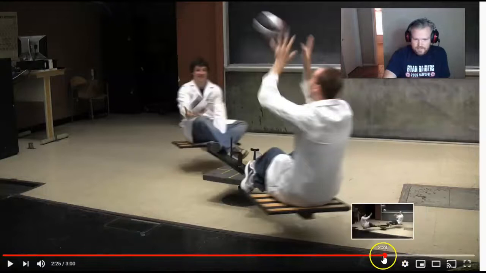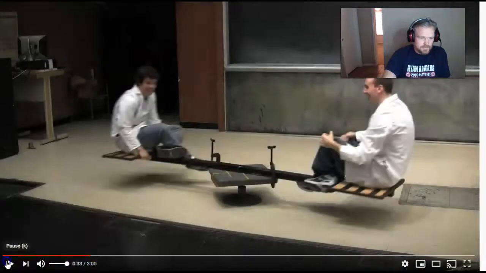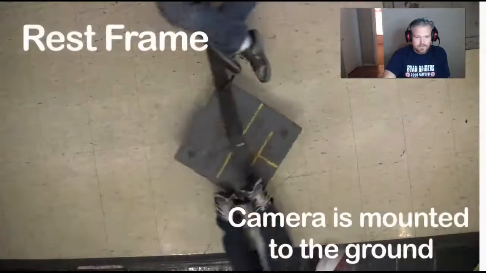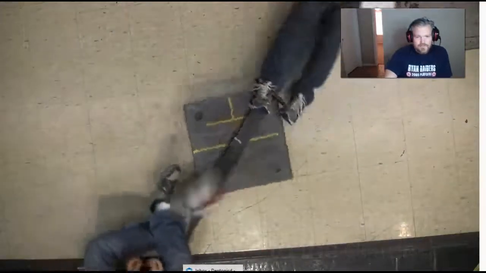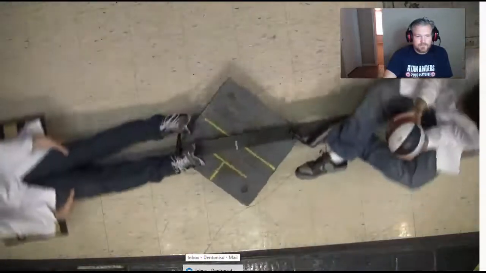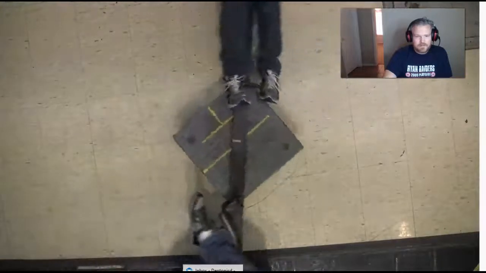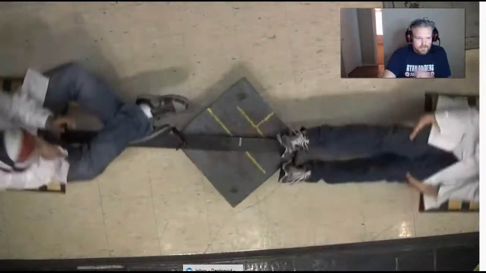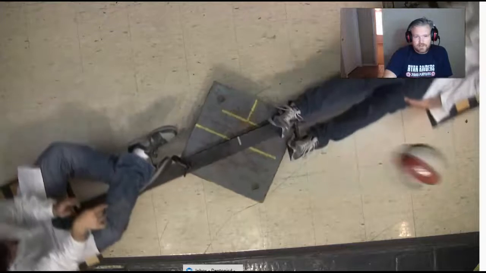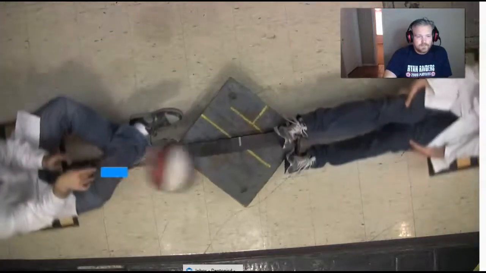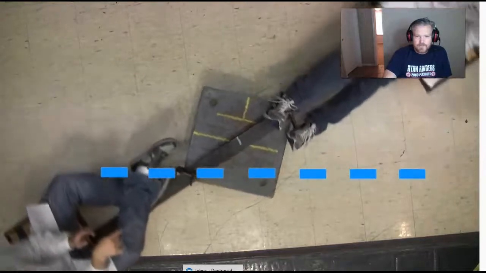This is some dudes at MIT that built their own rotating platform. And so they basically are going to toss the ball around. So let's look at it real quick because they show you the other one. These guys are going counterclockwise, right? And this is where the camera is mounted to the ground. So they're throwing the ball. And if you just watch the ball, you can see that it's a straight path. They'll actually trace it here for you in the slow-mo. So they're just straight, right?